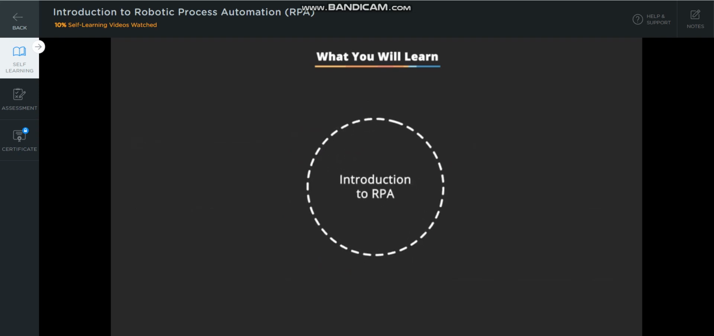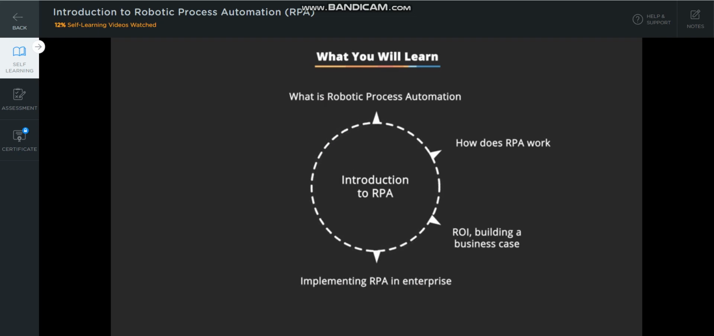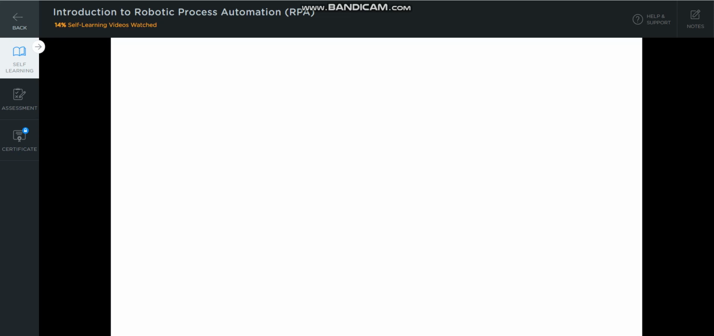The course is divided into 6 lessons. What is robotic process automation? How does RPA work? ROI, building a business case. Implementing RPA in your enterprise. List of RPA tools and selection checklist. And finally, a case study.